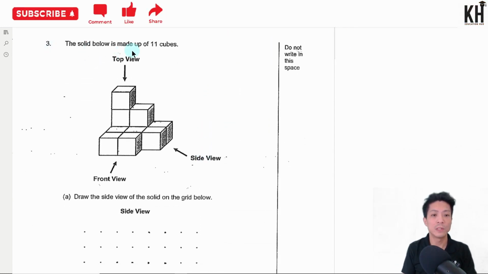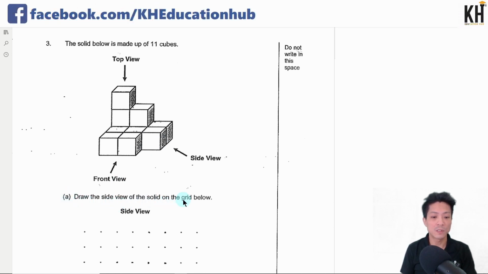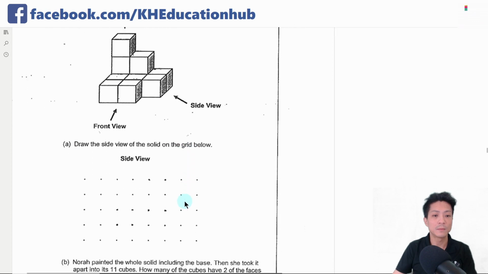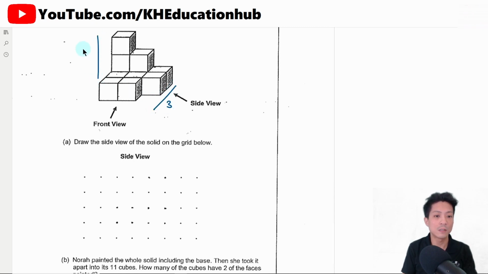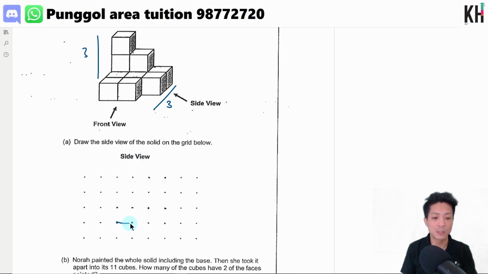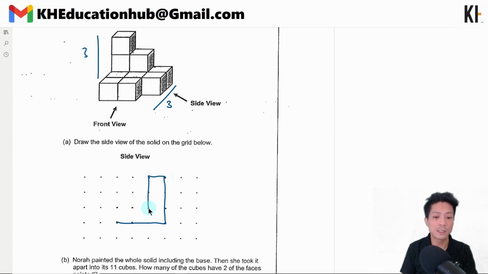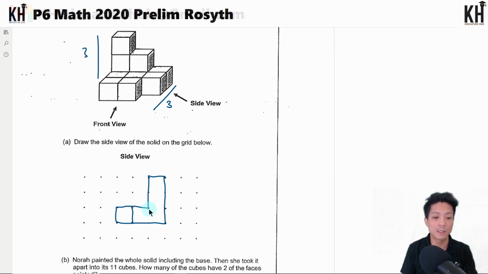Question 3, the solid below is made up of 11 cubes. So 1, 2, 3, 4, 5, 6, 7, 8, 9, 10, 11. For part A, draw the side view of the solid on the grid below. In this question, we can see that the base consists of 3 cubes and the height consists of 3 cubes. So I'm going to draw the base first. It's going to be 1, 2, 3. And then the height will be 3 cubes. If you can visualize, the side view of the solid should look like this.